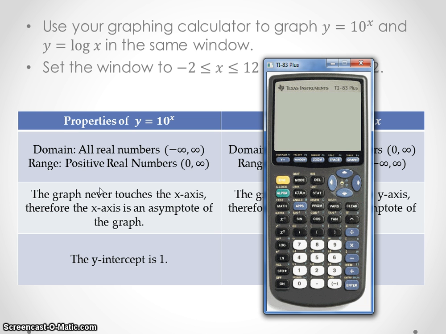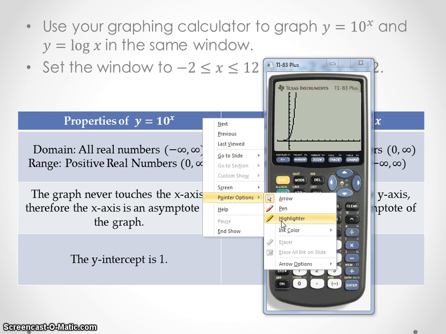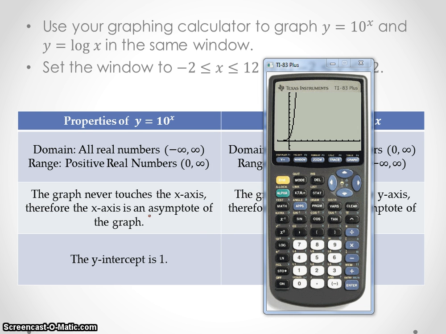Okay, since our graph never hits the x-axis, the x-axis is what we call an asymptote of the graph, which is kind of a weird word. You might have heard it before, maybe not. But an asymptote essentially is a point where our graph is approaching, we're coming really, really close to, but it will never cross. So the asymptote is a line which the graph never crosses.